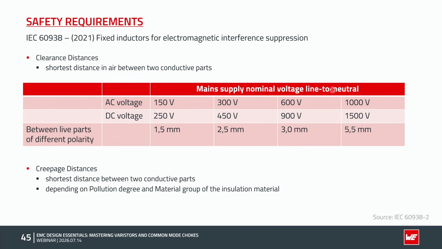According to the standard IEC 60938, we need to keep defined creepage and clearance distances, depending on the rated voltage. The clearance distance is the shortest distance in air between two conductive parts, so this means between our two wires. And the creepage is the shortest distance over the insulation of two conductive parts. The creepage distance depends on the pollution degree and the material group of the insulation material.